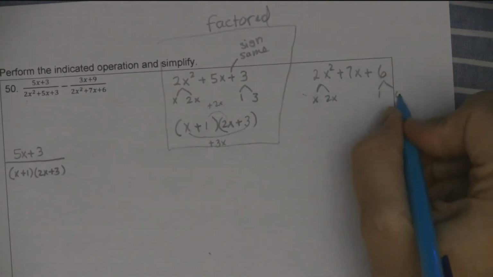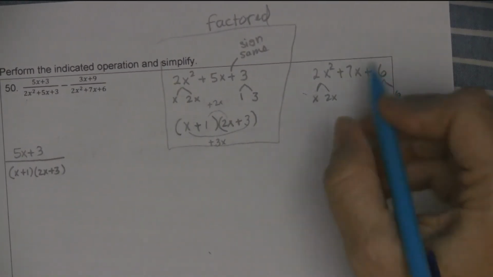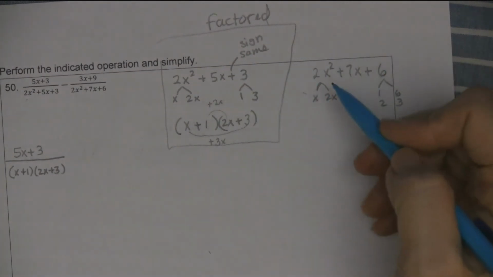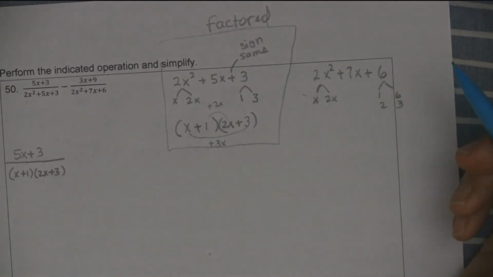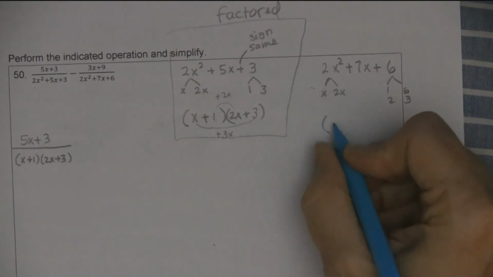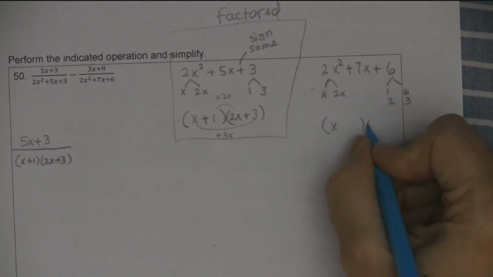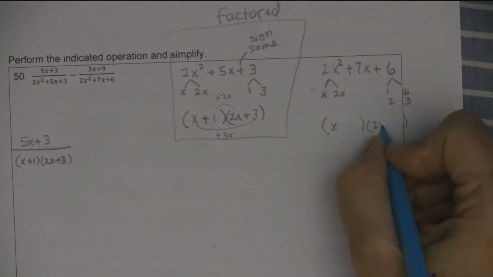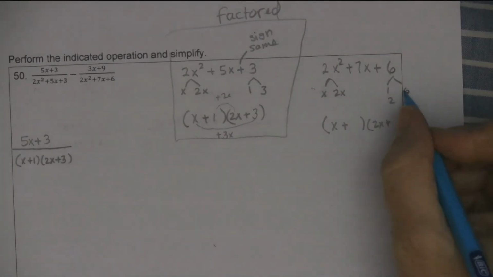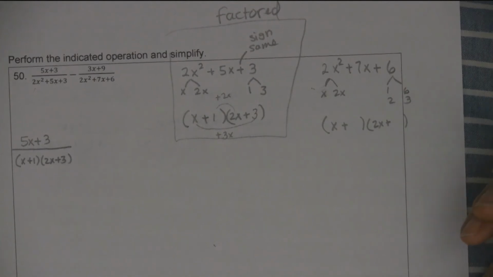X times 2x. Possibilities are 1 times 6 and 2 times 3. For the same reason, the signs are both positive. They're both positive here as well. And so when I fit this together, both positive. That's not a guess. There's only one possibility there. But now I have to figure out, is it 1, 6 or is it 2, 3?